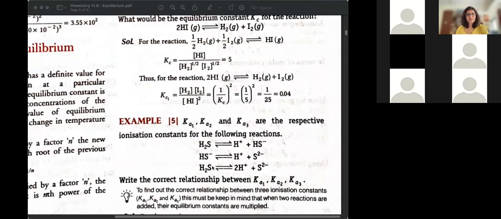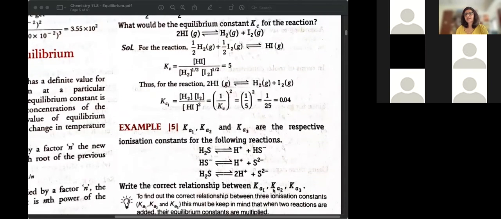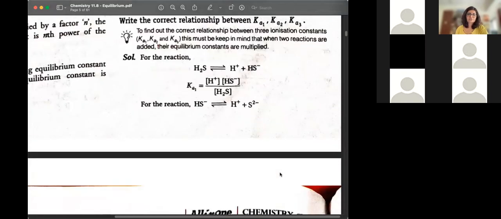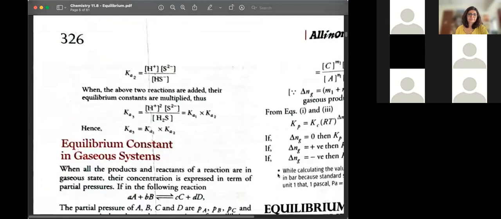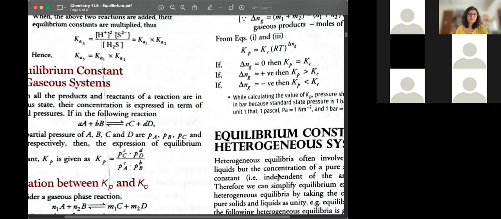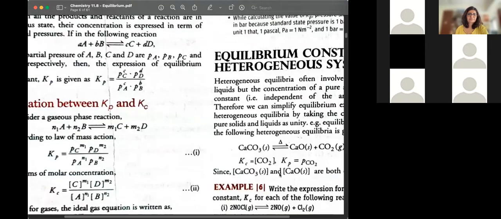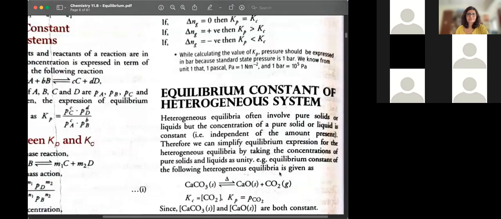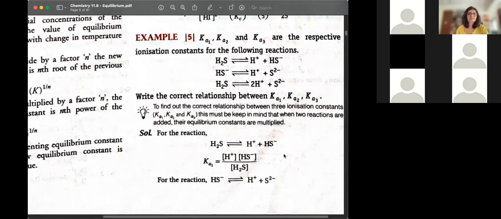So like all these examples you have, this was another one. What happens if you add these three equations? What will happen to the K value? You will multiply the various K's. That's it. That is the answer. Okay, so temperature related quick questions nahi hai isme. Okay, we could do some more questions for practice.